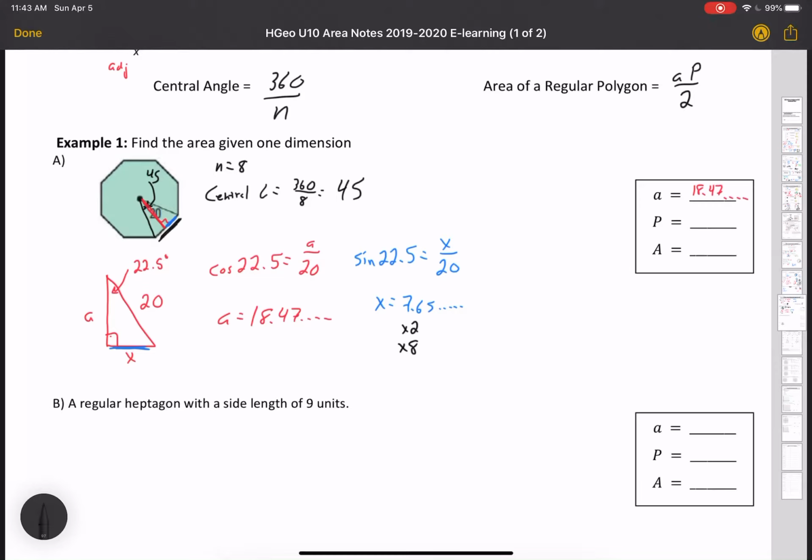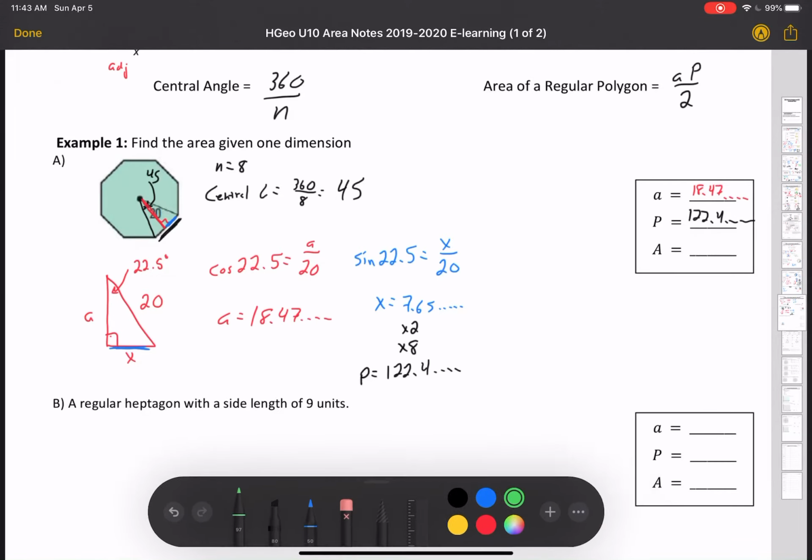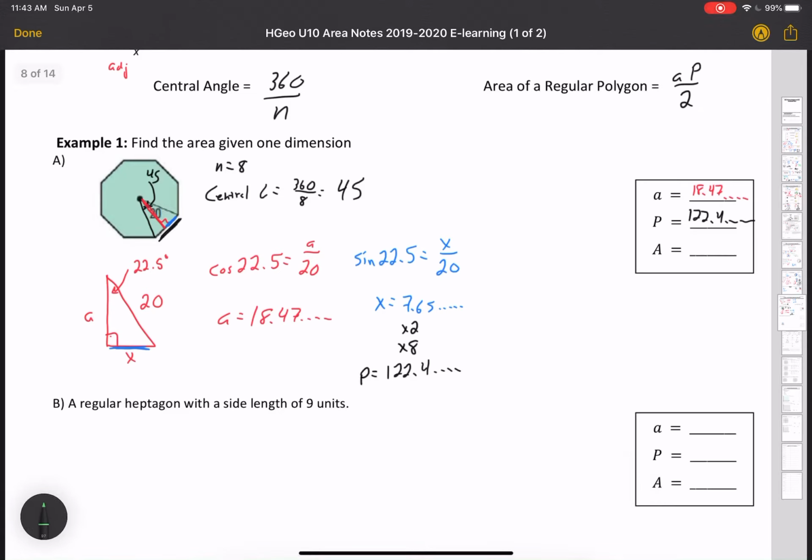So if I multiply that by 2, the whole side length is about 15.307 and so on. Then I multiply that by 8. And so the perimeter is going to be 122.4 and so on. Okay? Now, after finding my apothem and my perimeter, I can figure out the total area. Recall, area is equal to apothem times perimeter divided by 2.